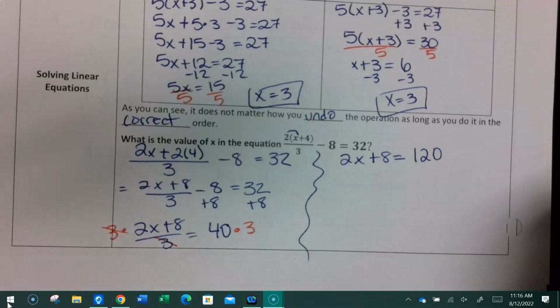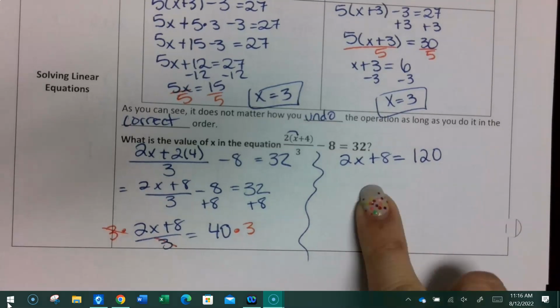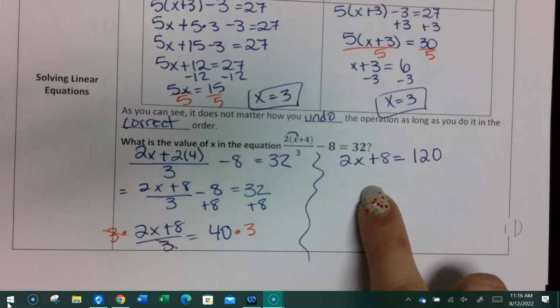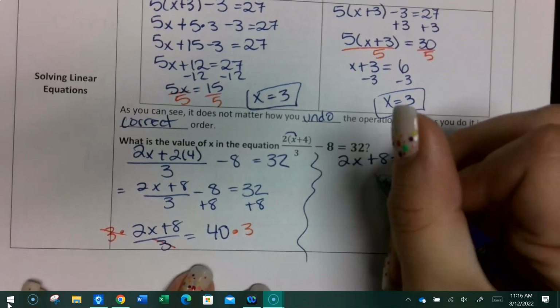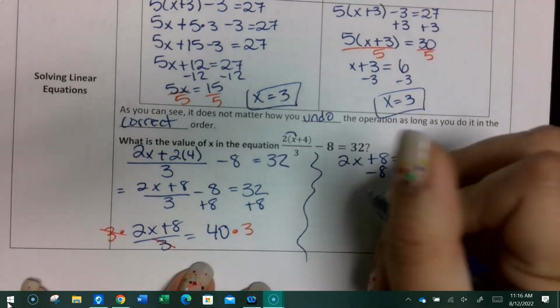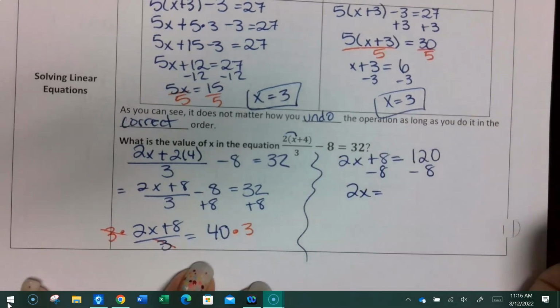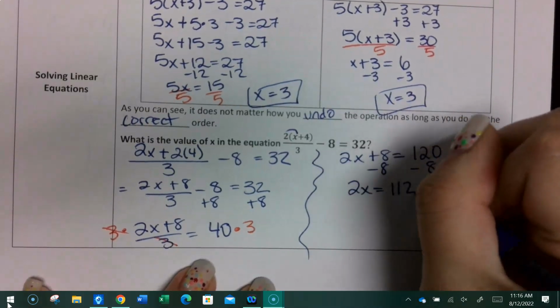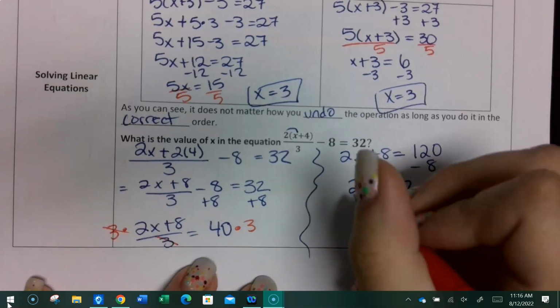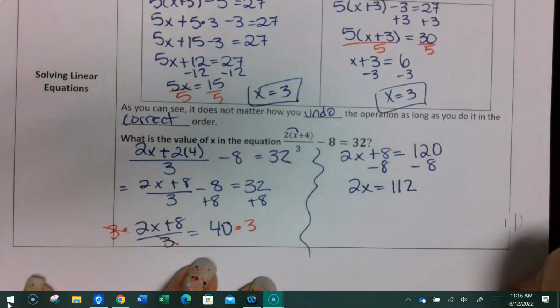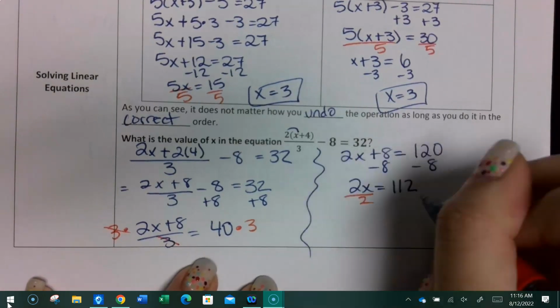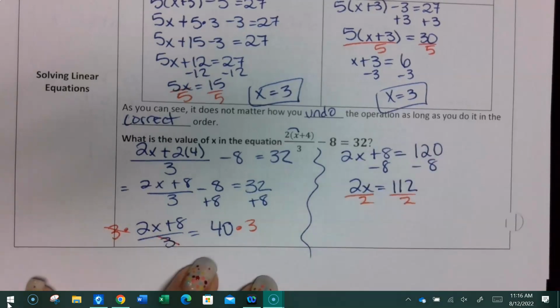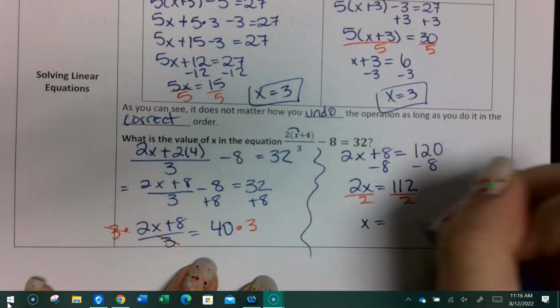Okay, then what do I want to do? So, looking at this, what should I do next? The 8, so I'm going to subtract 8 from both sides. What is 120 minus 8? 112. Okay, then I want to go ahead and get rid of that 2. How do I get rid of the 2? Divide. So then that gets us the 56.